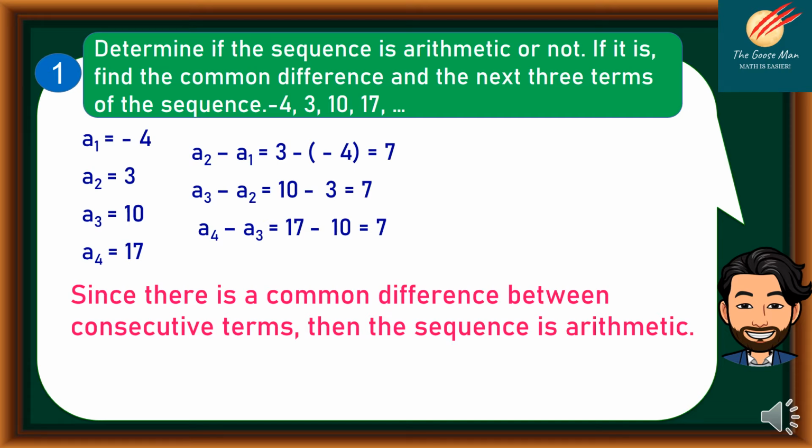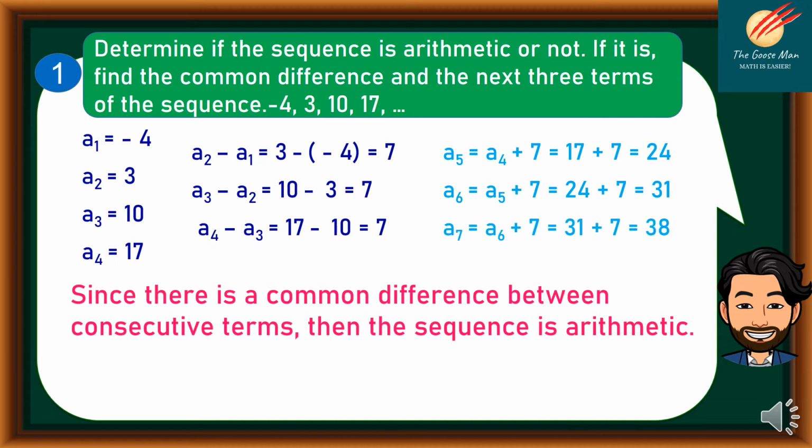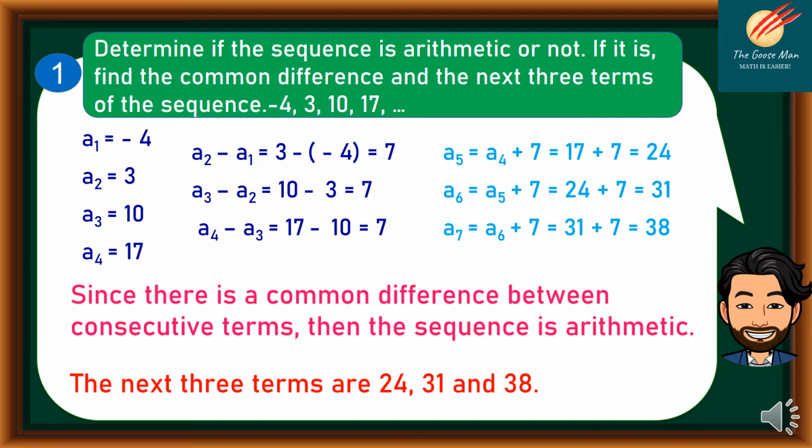Let's move on to the second part. We would like to find the next three terms, so we will move on to the fifth term. That is a sub 4 plus 7, equal to 17 plus 7, is equal to 24. While a sub 6 is equal to a sub 5, or the fifth term, plus 7, is equal to 31, and the seventh term is equal to 31 plus 7, which is 38. So therefore, we can say that the next three terms are 24, 31, and 38.